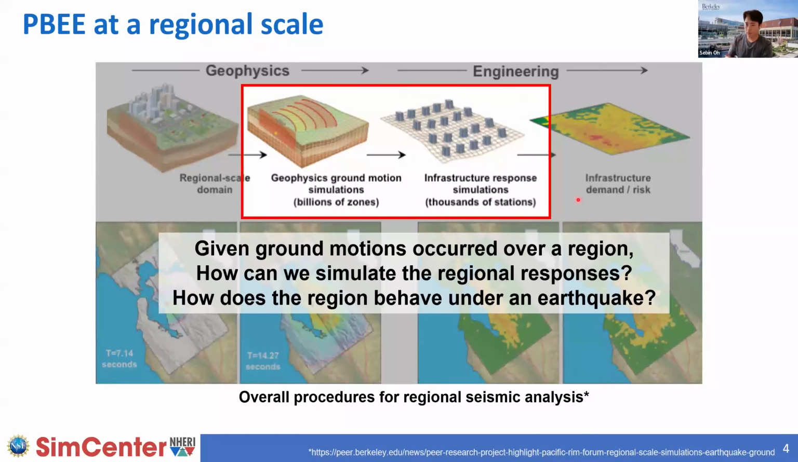And the part I'm going to talk about today is about this part. So given ground motions, how can we simulate the regional responses? And by regional responses, I mean the damage states of all structures in a region.